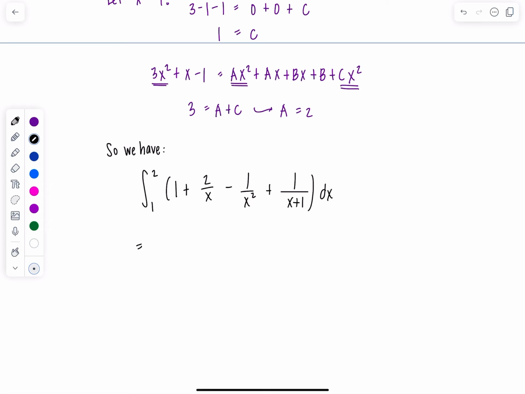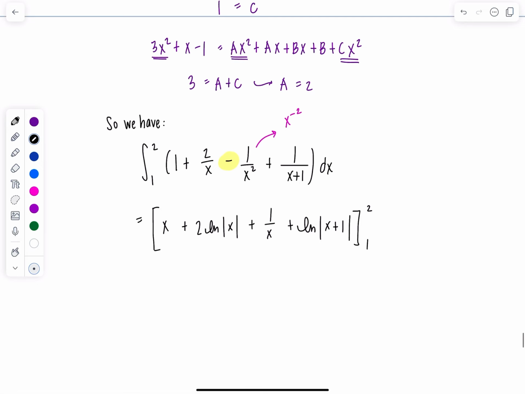So the antiderivative of 1, that's just going to be x. 2 over x, that's 2 natural log absolute value of x. Now maybe you have to think a little bit for this -1 over x squared. Remember, that's x to the -2nd. So if you add 1 and divide by the new exponent, it's going to be negative x to the -1st. But I already have this minus sign here. So ultimately, that's just going to make that positive 1 over x. And then the antiderivative of 1 over x plus 1 is just going to be natural log absolute value x plus 1. And then this all needs to get evaluated from 1 to 2.